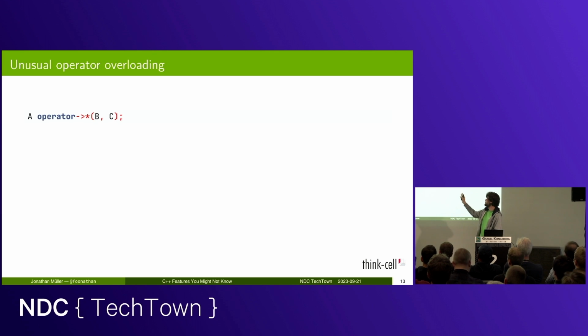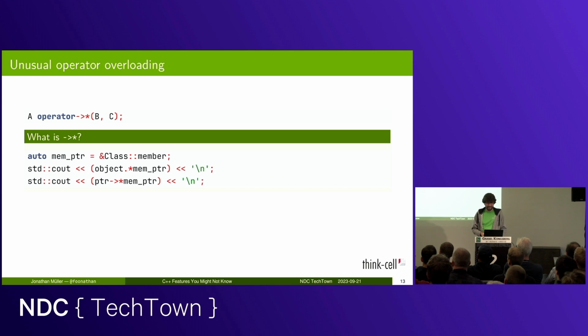We can also overload that operator. So what the hell is that operator? This is related to member pointers. So if you have a member pointer, you can write object dot star to dereference the member pointer, or pointer to object arrow star to dereference the member pointer.